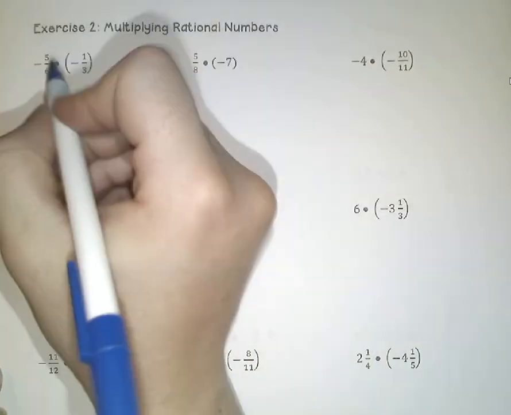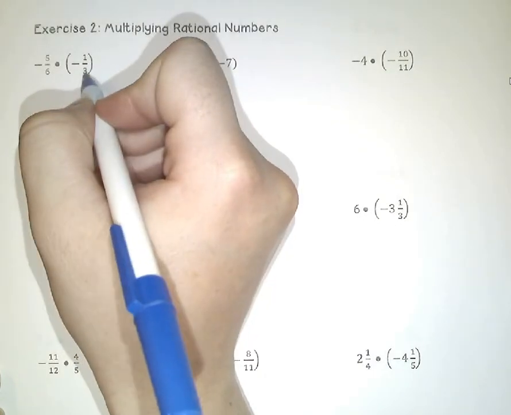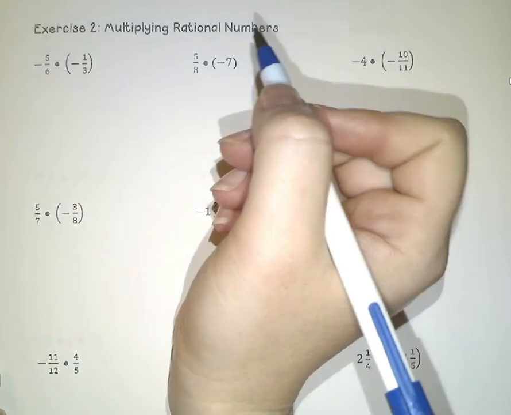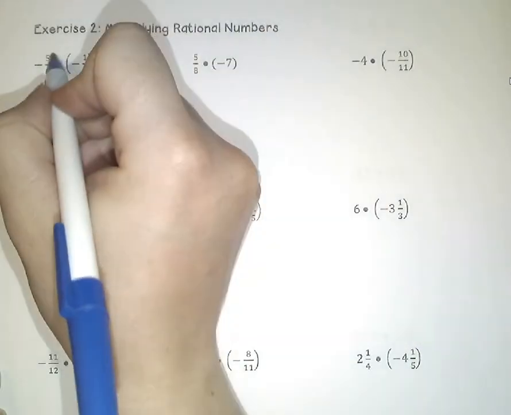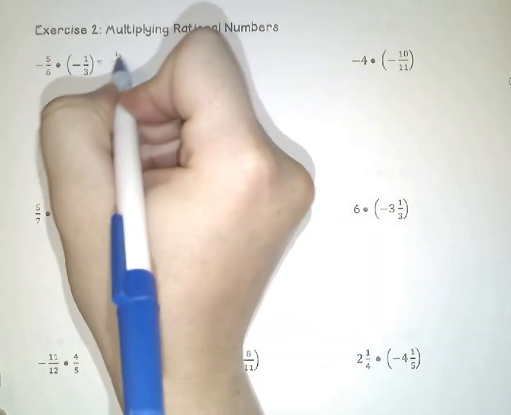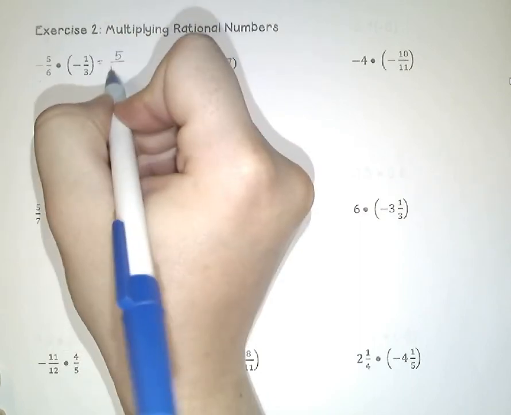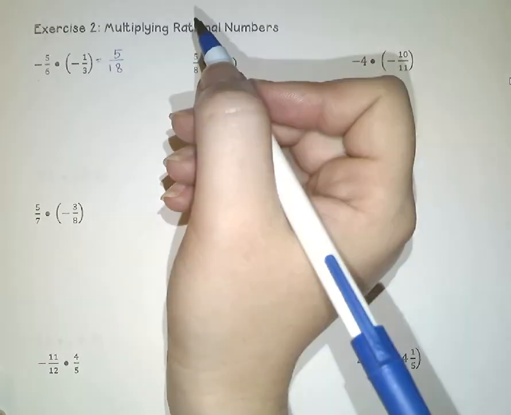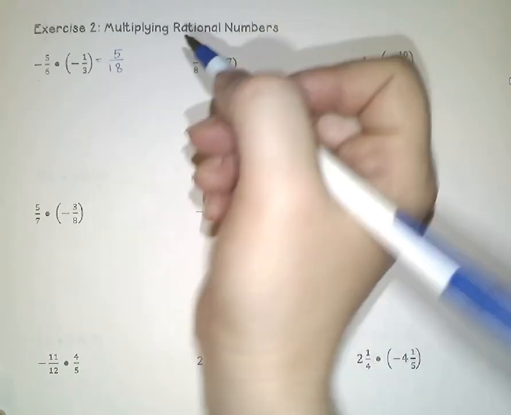Okay, so negative 5/6 times negative 1/3, multiplying across. I'm multiplying same signs here, so my answer is going to be positive. 5 times 1 is 5. 6 times 3 is 18. I don't need to simplify anything because there is nothing to be simplified. My answer is final here.